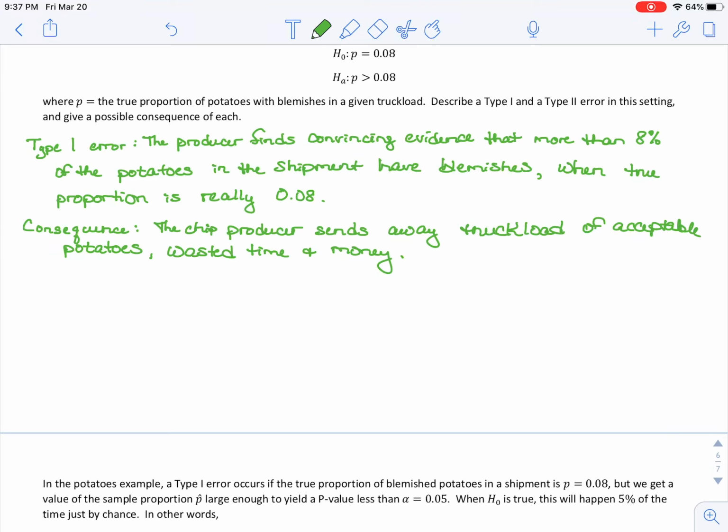But that's not the only mistake that could be made. A type 2 always stems from first failing to reject the null hypothesis. So this would be, I don't have convincing evidence for our alternative hypothesis. So I'm going to write up, this would be if the producer does not find convincing evidence.